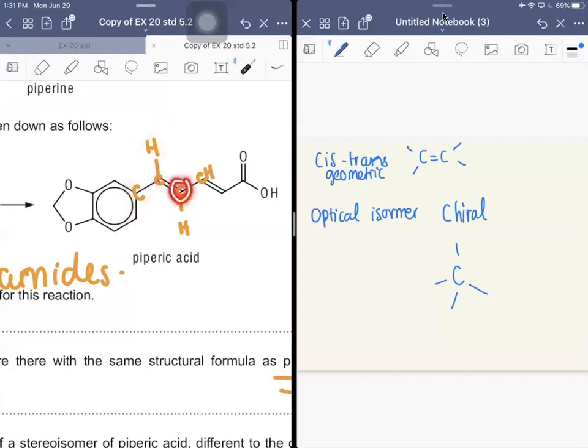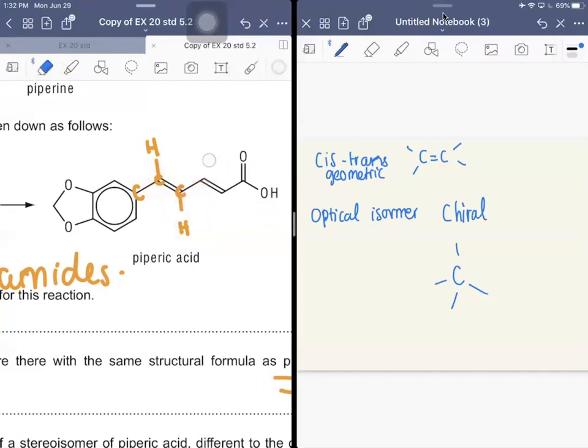Likewise, this carbon, which is the other carbon on the double bond, is attached to a hydrogen and a CH and this whole thing. So you can imagine that these two components are very different. So yes, you can have a cis trans on this first double bond. On the second double bond, we need to check as well.